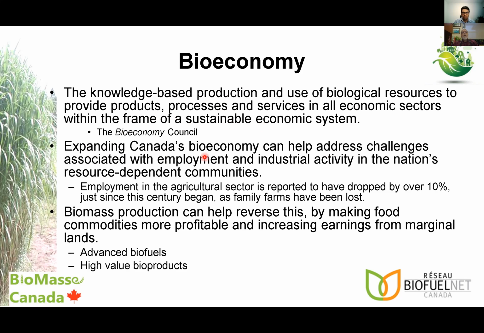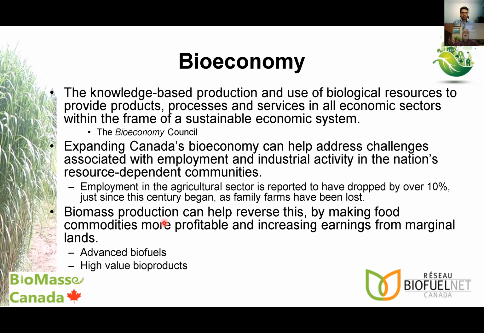What we want to do is expand Canada's bioeconomy so that it can help address the challenges associated with employment, industrial activity, and the nation's resource-dependent communities, bringing all these things together and moving them along in terms of development. I note here that employment in the agricultural sector has dropped about 10% since the beginning of this century, so over the last 20 years or so.